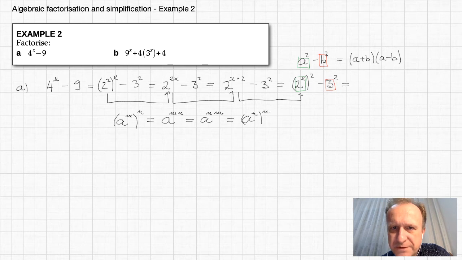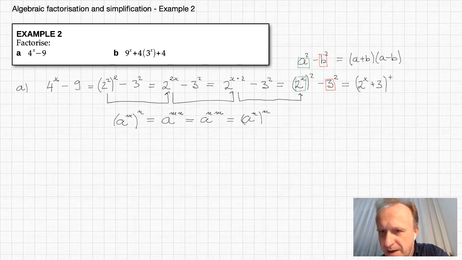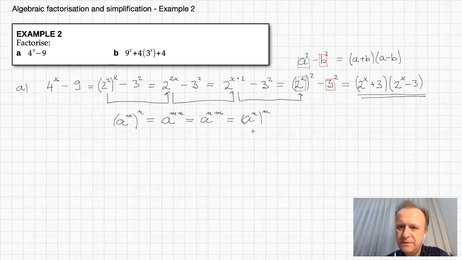So if you use this formula, you get a plus b, so it should be 2 to the power of x plus 3, all in brackets, times 2 to the power of x minus 3. And this is the final form, the factorized form of the original expression. And hopefully, yeah, this is the right answer. Now let's do part B.